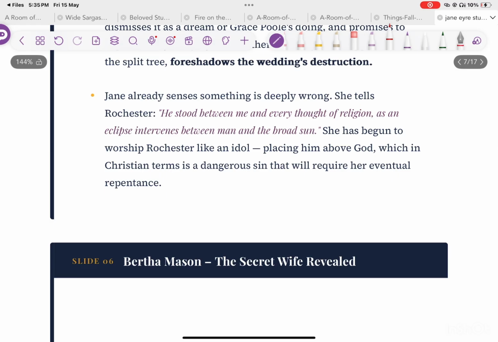Jane already senses something is deeply wrong. She tells Rochester that he stood between me and every thought of religion as an eclipse intervenes between man and the broad sun. She has begun to worship Rochester like an ideal, placing him above God, which in Christian terms is a dangerous sin that will require an eventual repentance.